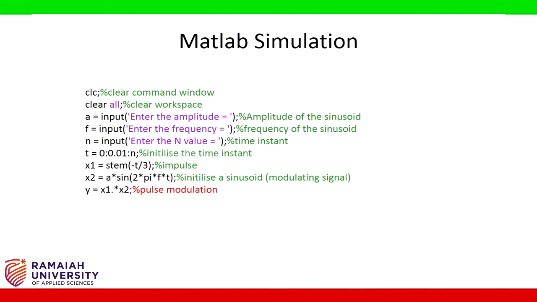The amplitude of the carrier signal is set to 5. A time axis has been initialized. An impulse is generated as the carrier signal using stem command. The information signal is also generated using sine command. The modulation is carried out by the dot product of carrier amplitude and information signal amplitude, resulting in pulse modulation.